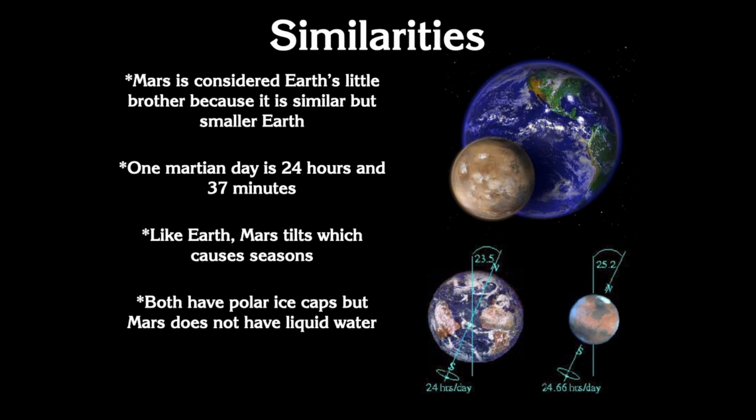Earth and Mars both have polar ice caps, but Mars does not have liquid water. It's just frozen. So there's no liquid water on Mars, just at the polar ice caps, where it's frozen. So the question is, why just at the poles is there water? Where did the water come from? Was it naturally there? How come there's no other water there? It's very interesting. There's not a lot of explanation there.